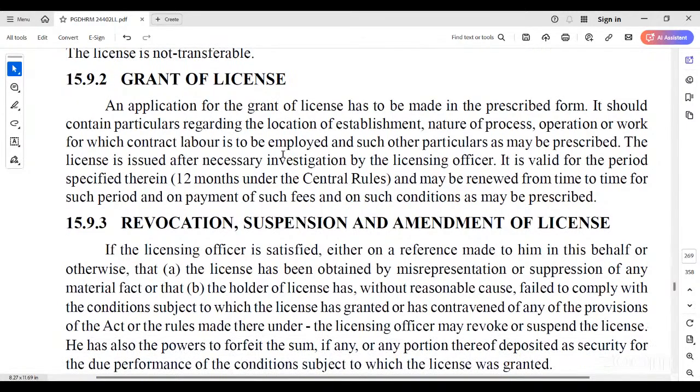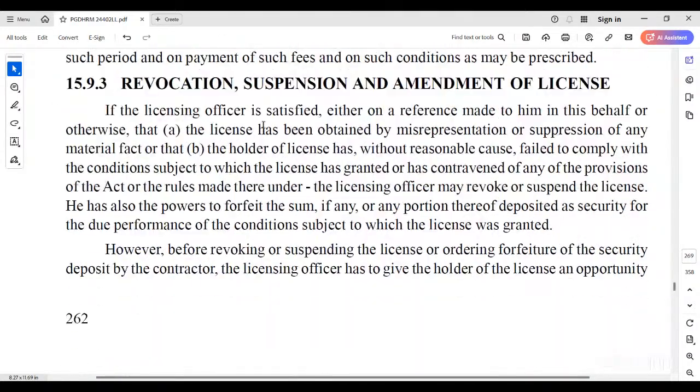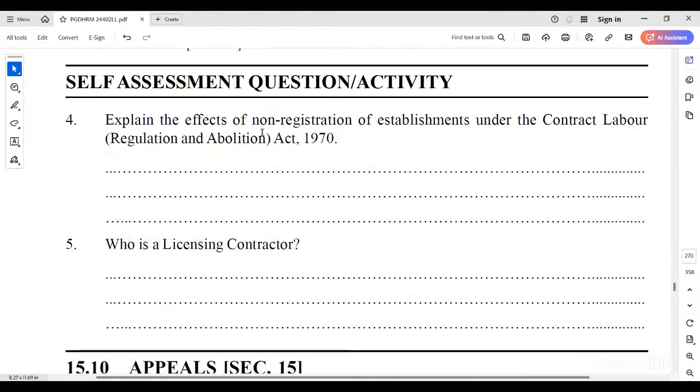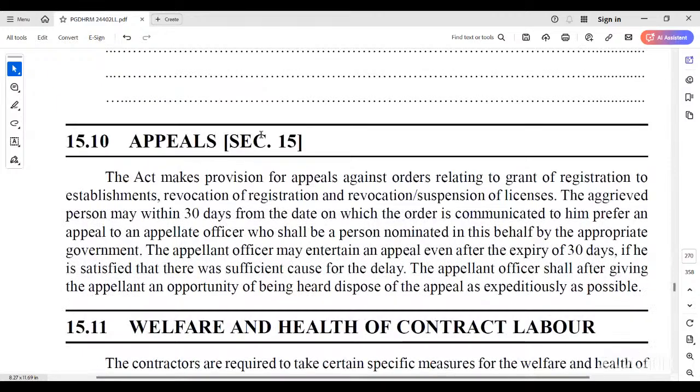So, revocation, suspension, and amendment of these licenses. Depending upon whether the licensing officer is satisfied, either on any reference made to him on this behalf or otherwise, a license has been given under this Act. So here, after this, we go for what happens if anything happens between the licensing officer and all these. So within 30 days, an appeal may be given.